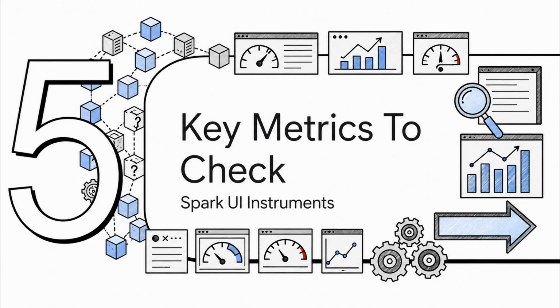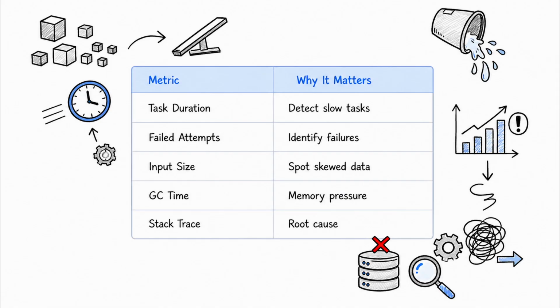Next up, Section 5, Key Metrics to Check. To really prove your case, you have to know exactly which instruments to read in the Spark UI and why they matter. Task duration spots slow tasks. Failed task attempts show repeated failures. Shuffle read or write size points to bottlenecks. Input size helps you spot those skewed partitions we talked about.